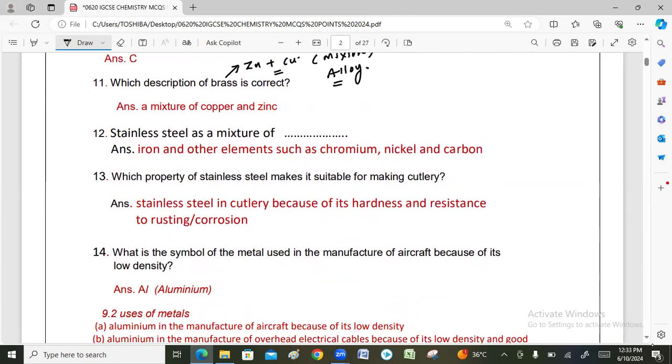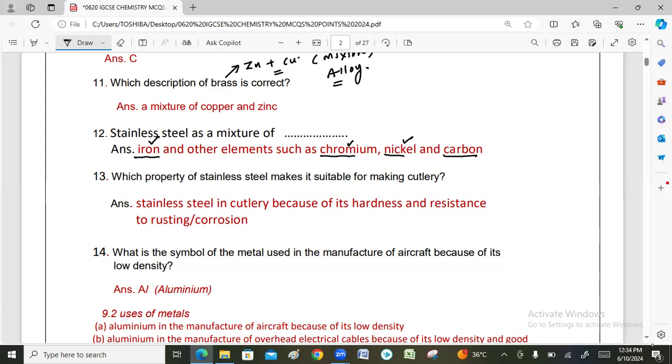This is also a direct type of question in which no extra information will be required. So stainless steel is a mixture of dash. The student must know that iron is the major element which is present in stainless steel, and then chromium, nickel, and carbon. Carbon is a non-metal which is present in almost every type of steel to some extent, meaning low carbon steel, high carbon steel, or medium carbon steel. But in stainless steel, the other elements are chromium and nickel, along with the iron.